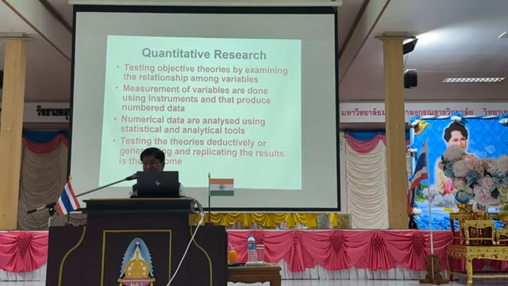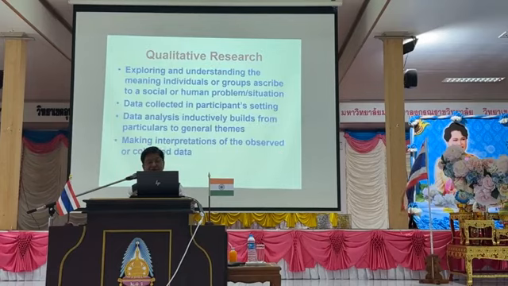First is quantitative research, which is mainly used for anthropological or sociological research. Through this quantitative research, we test objective theories by examining the relationship among variables. This research is based upon numbers. Numbers can be variables also. Measurement of variables is done using instruments, and that produces numerical data. Numerical data are analyzed using statistical and analytical tools. Testing the theories deductively, or generalizing and replicating the results in the outcome.